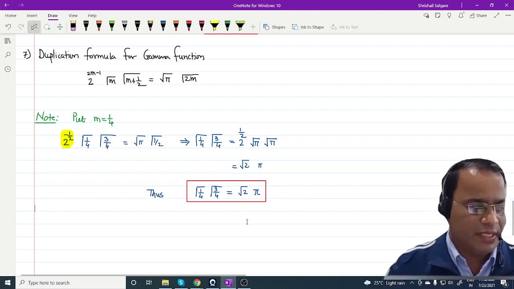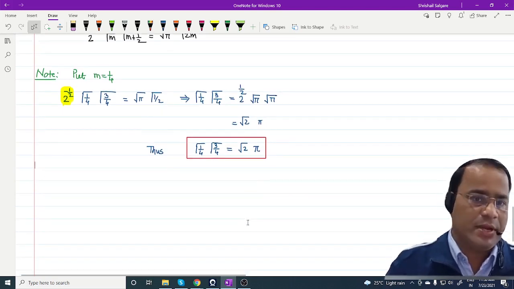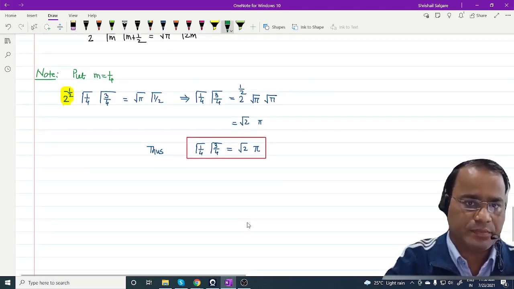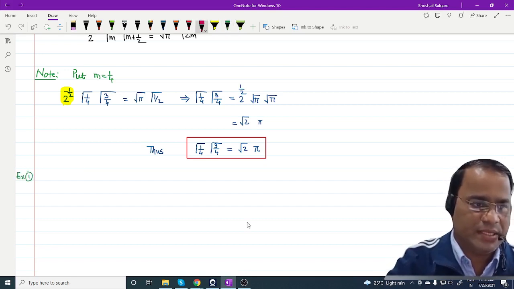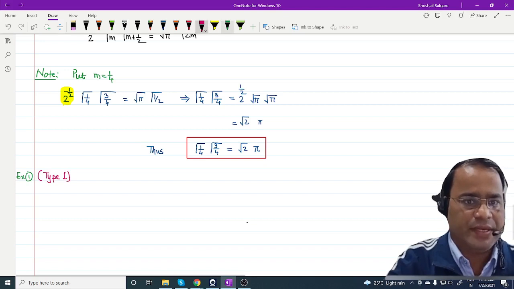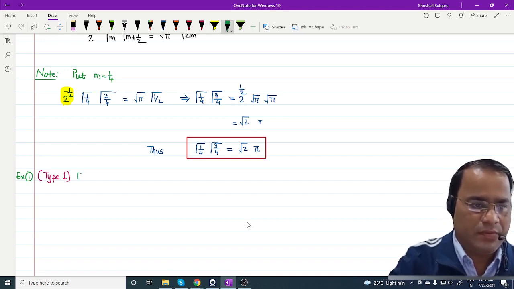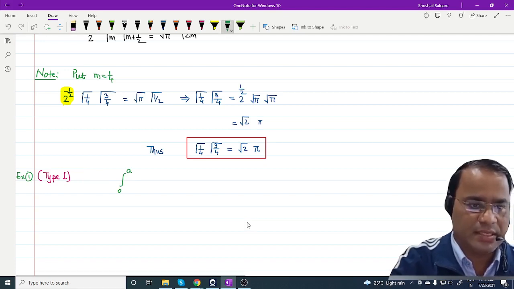We will continue with the examples. Type-wise examples I will discuss here. That is example 1, and this we may consider as type 1. You have to remember the substitution accordingly. Type 1: the question is to evaluate the integral from 0 to a. Instead of evaluate, I will give prove that, since these are standard results.